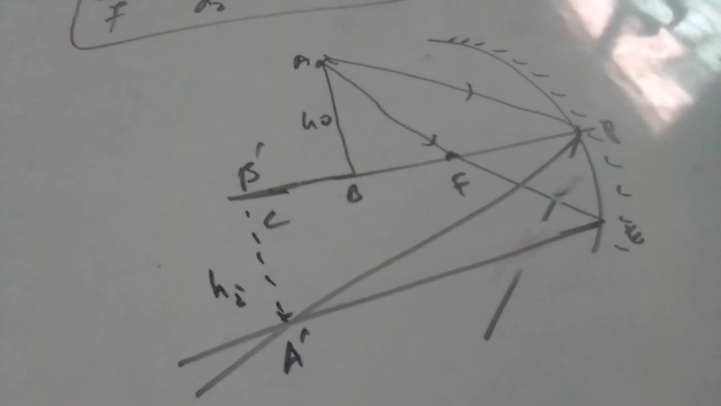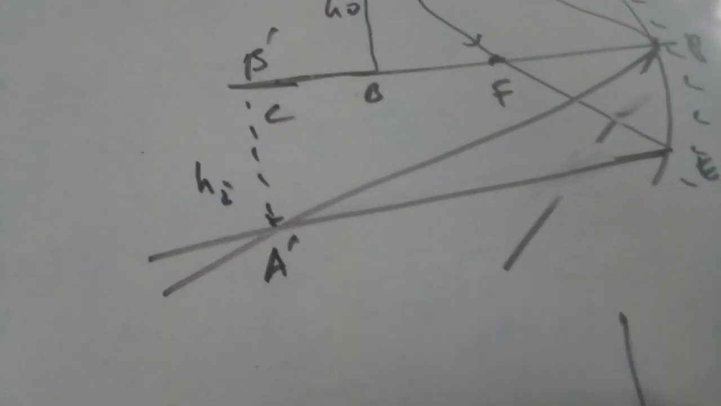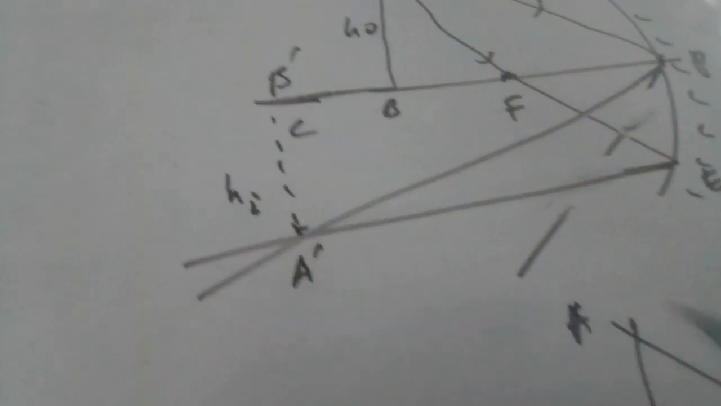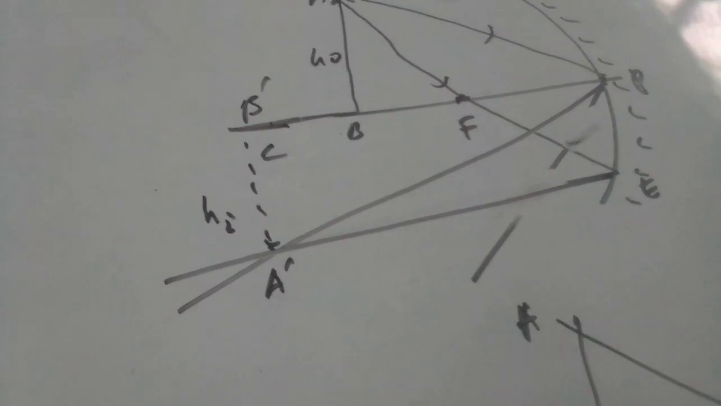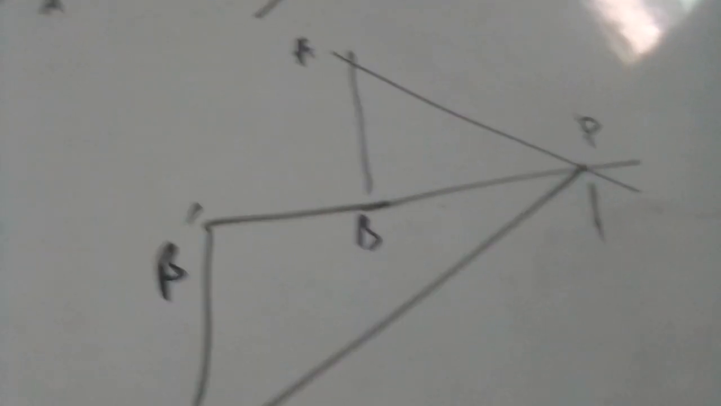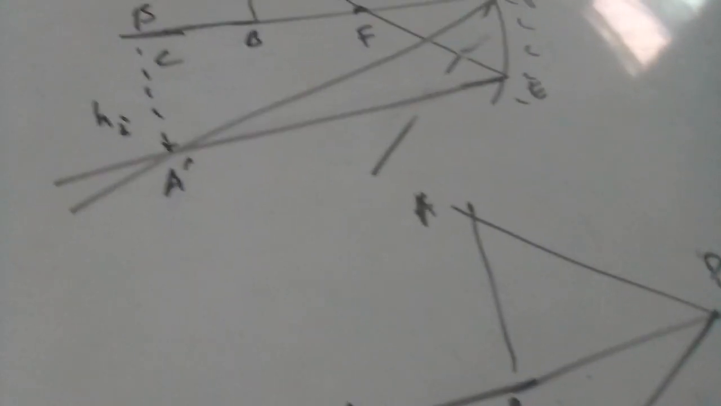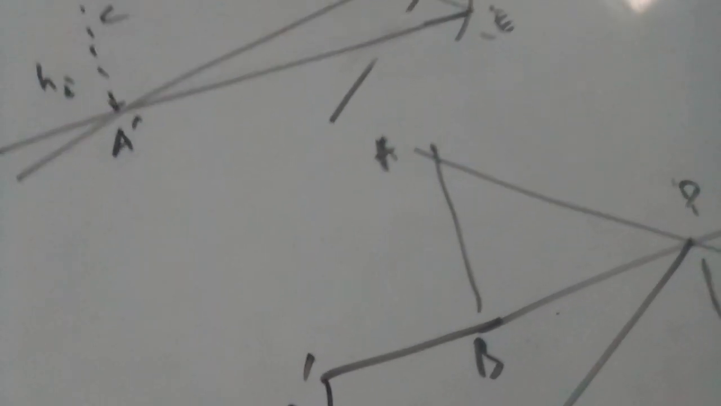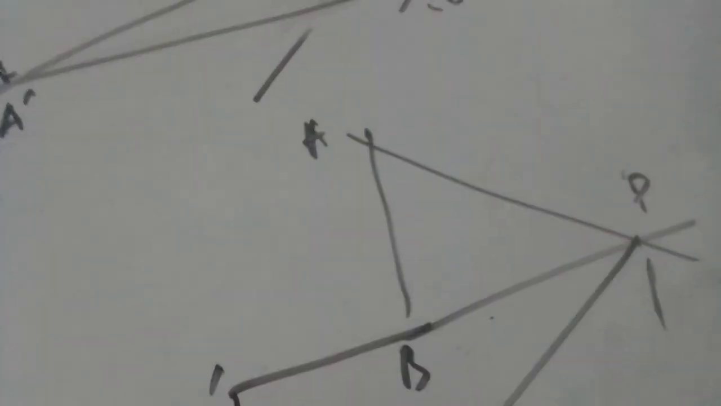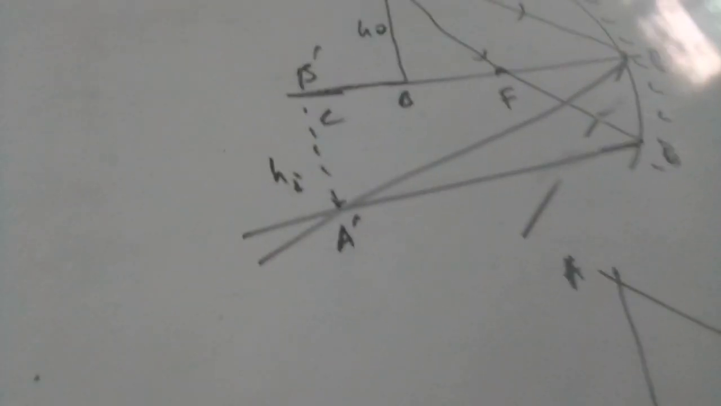Consider two similar triangles ABP and A dash B dash P. So these triangles are similar triangles. So the ratio of perpendiculars is equal to the ratio of bases.